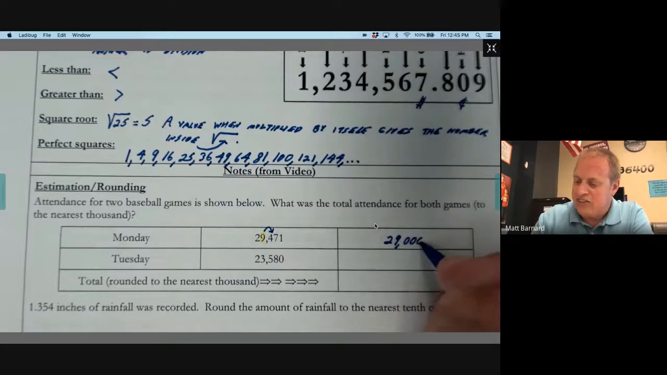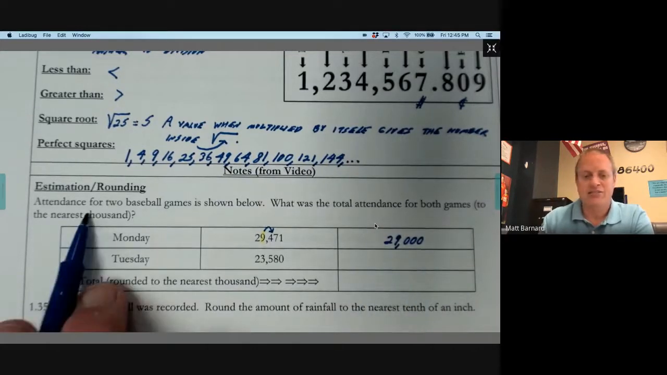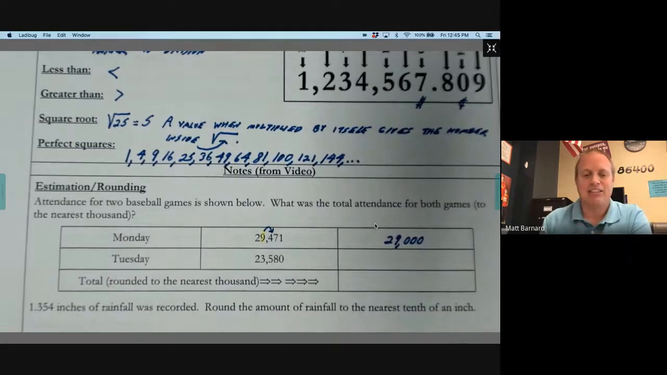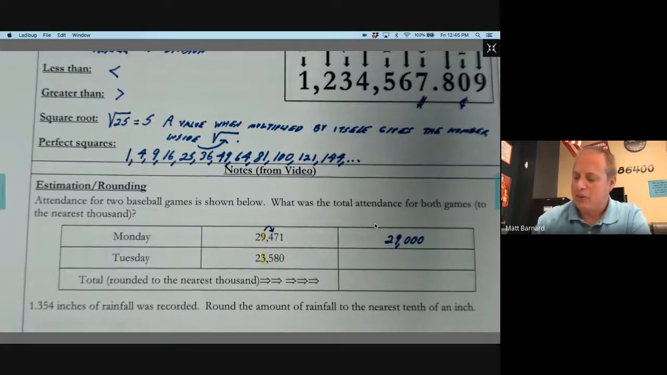When I rounded the thousands place, notice how I said that, 29,000. To the nearest 1,000, everything matches up with how I said it. The second one for Tuesday, again, we're in the thousands place. So I'll highlight the 3, and we're going to look to the right of it.